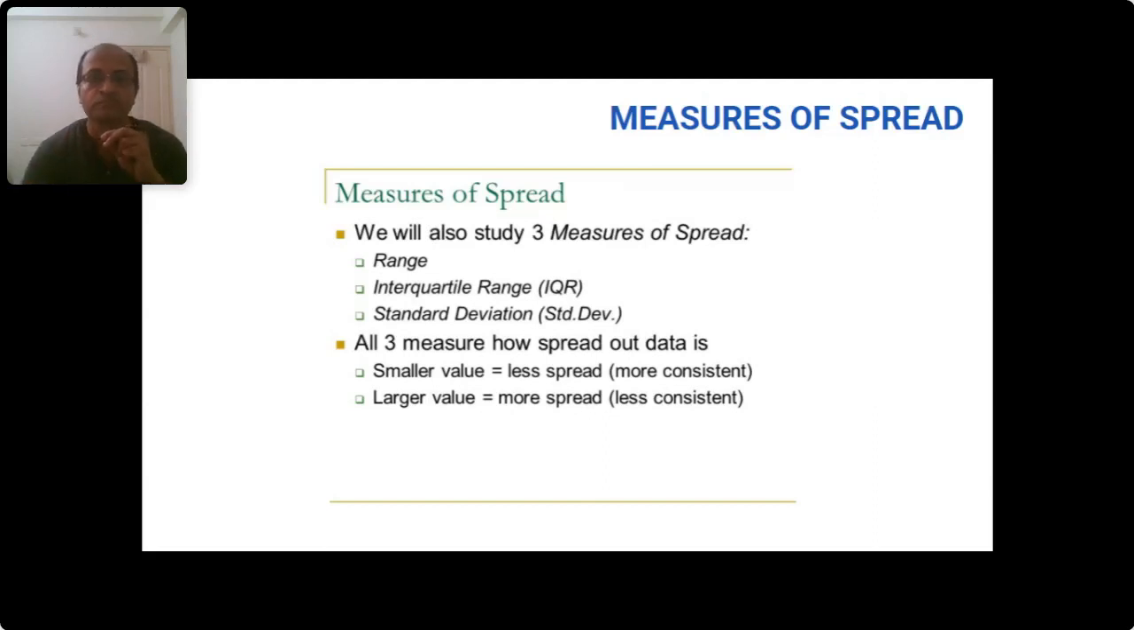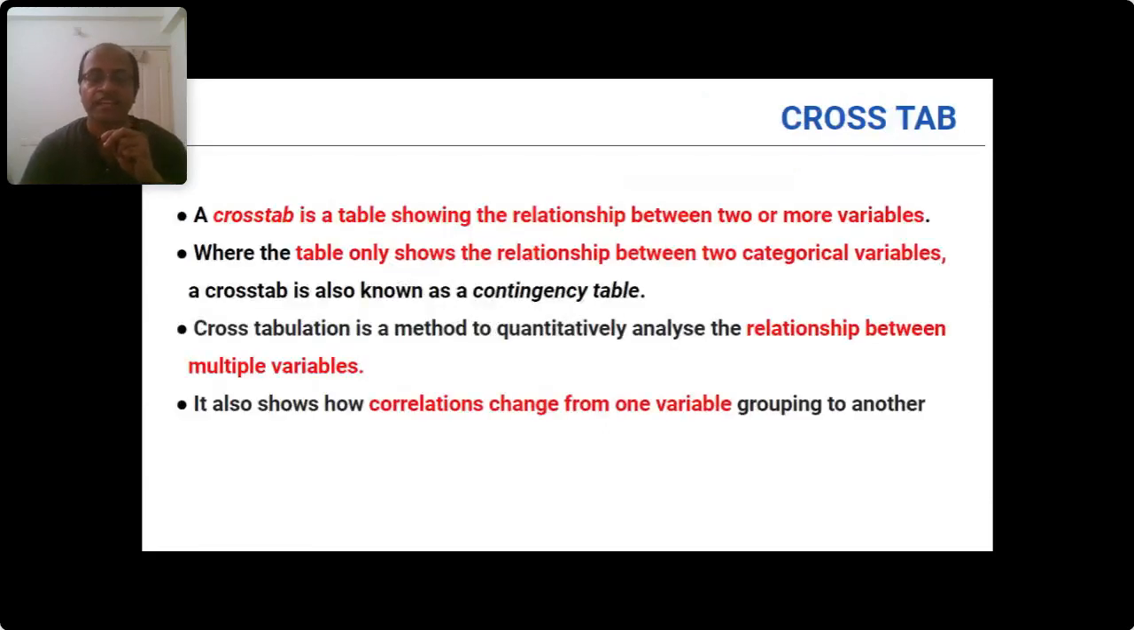Then you use crosstab. A crosstab is a table which shows the relationship between multiple variables. You have two or more, where the table shows the relationship between categorical variables. A crosstab is like a contingency table. In a typical table, you just put two variables. Here you put multiple variables, and hence you can draw conclusions between multiple variables. It also shows how the correlation changes from one variable of one group to another.